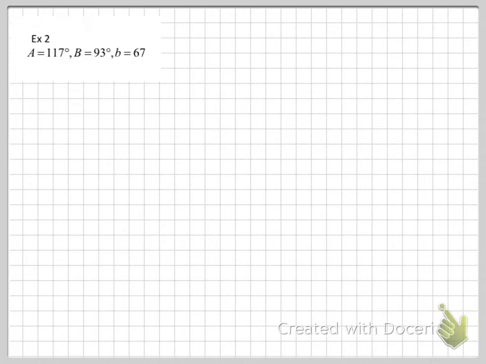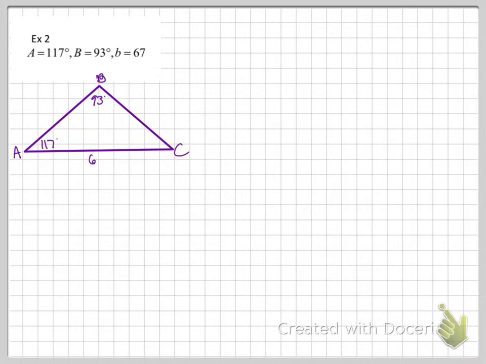So, example 2. See if you can set up the picture. Again, my pictures will always look the same. Generic non-right triangle, corners going from bottom left, counterclockwise, and then lowercase. So not drawn to scale, right? Because this is clearly not 117, but it's fine. B is 93, and little b is 67. So in this case, we have angle, angle, side. So from the front, angle, angle, side, either one triangle exists or no triangles exist.